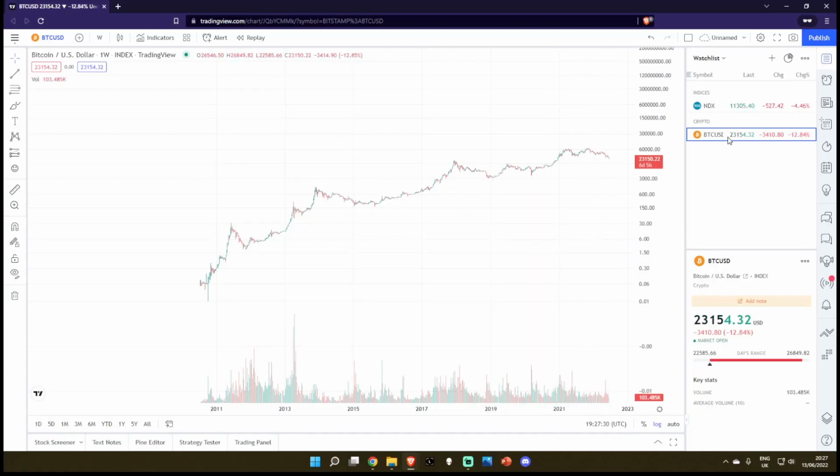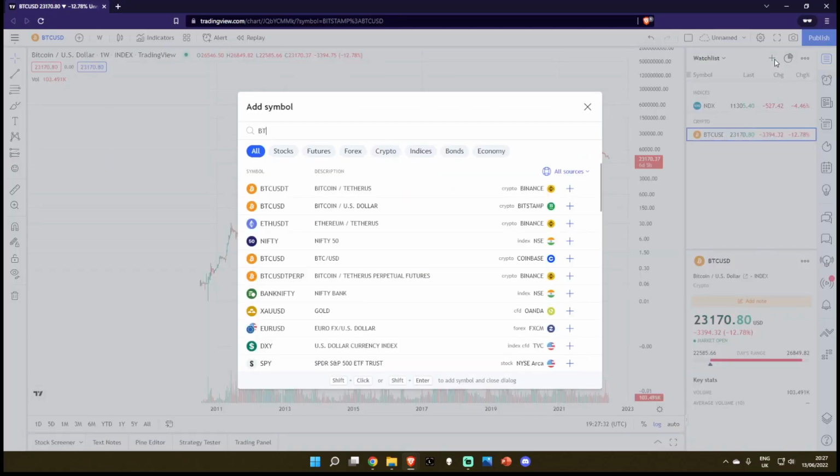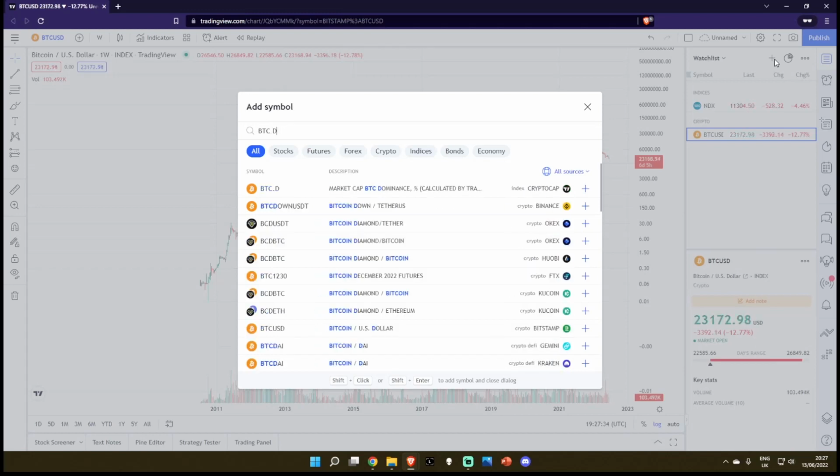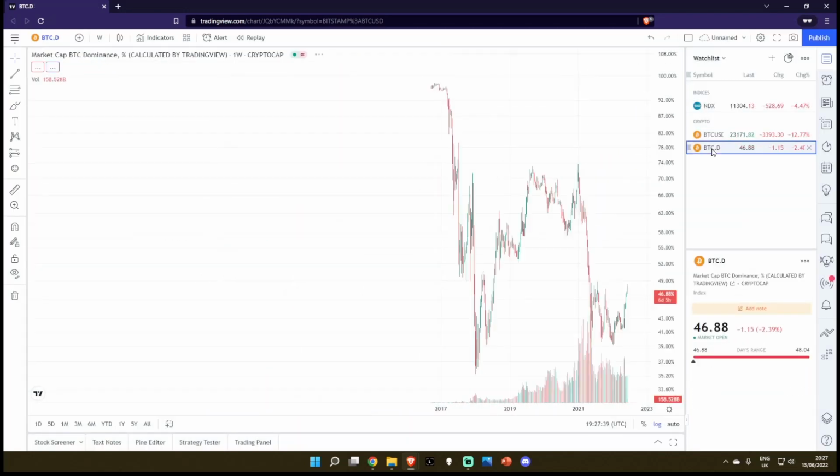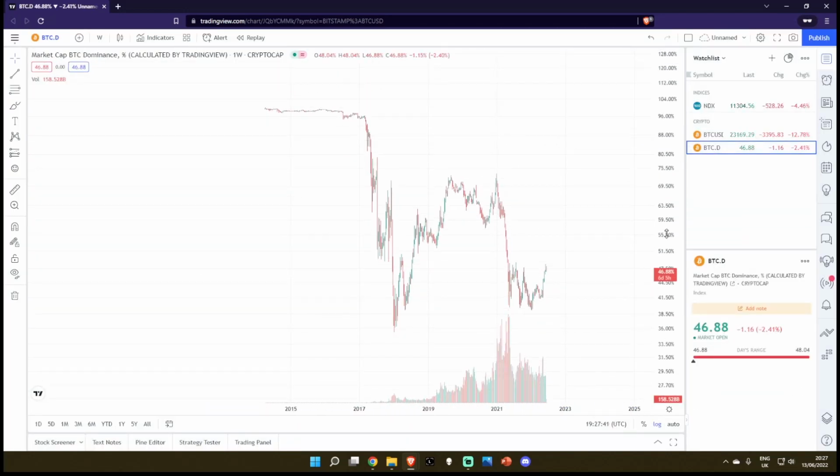The second chart that we're going to be talking about is the Bitcoin dominance. So you simply want to type in BTCD and it will be this one. Now, if you haven't heard of the Bitcoin dominance before, it is essentially the percent that Bitcoin takes up of the total crypto market cap. So let me explain that in case that didn't make sense.